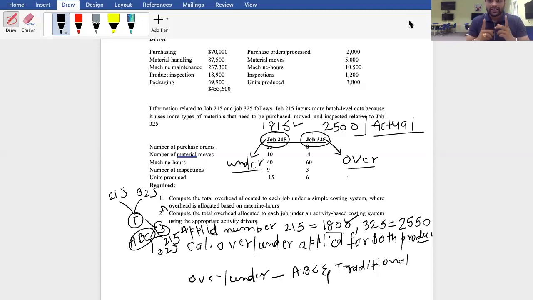So yes, you have three requirements: allocate cost using traditional costing, allocate cost using activity-based costing, and then over and under applied. So that's your requirements. Is it clear? Yes. Okay. So if no more questions regarding this topic 4, topic 4 is finished. Do you have any questions?